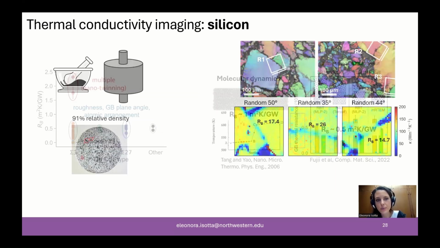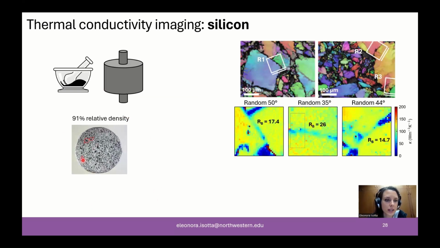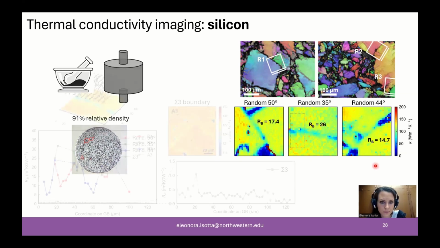Okay, but this picture was for coincident site lattice boundaries. What happens instead for more random boundaries? Just to be able to answer that question, we produced a sample with spark plasma sintering to have a more random distribution of grain boundaries, identified some random ones, and performed some thermal conductivity imaging around there. And we can see a much more marked suppression of thermal conductivity, corresponding to significantly higher values of excess resistance.